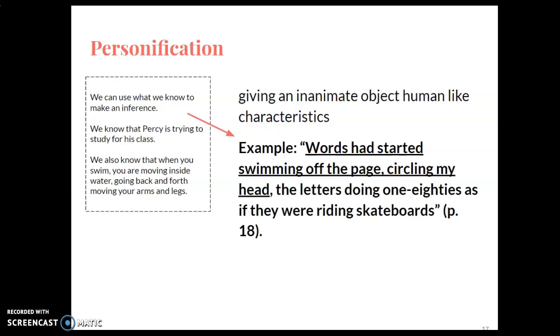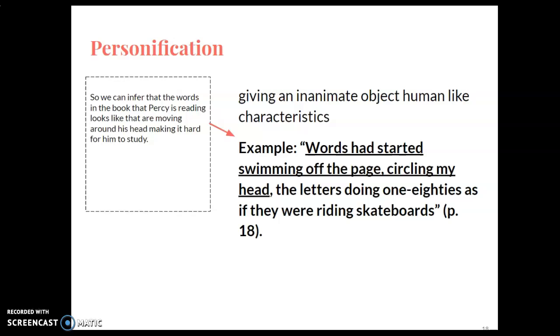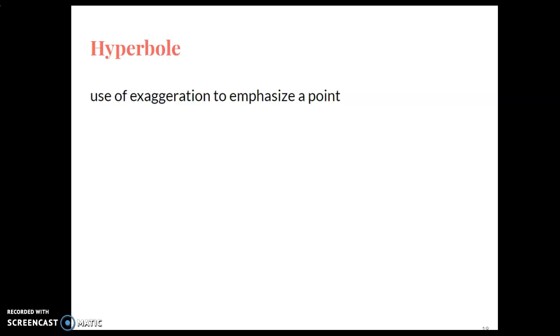Well, we know that we can make an inference. We know that Percy is trying to study for class, and we also know that when you swim, you're moving around in the water, you're kind of going back and forth, and your arms and legs have to move for you to go anywhere. So we can infer that the words in the book that Percy is reading look like they're moving around his head, making it hard for him to study.